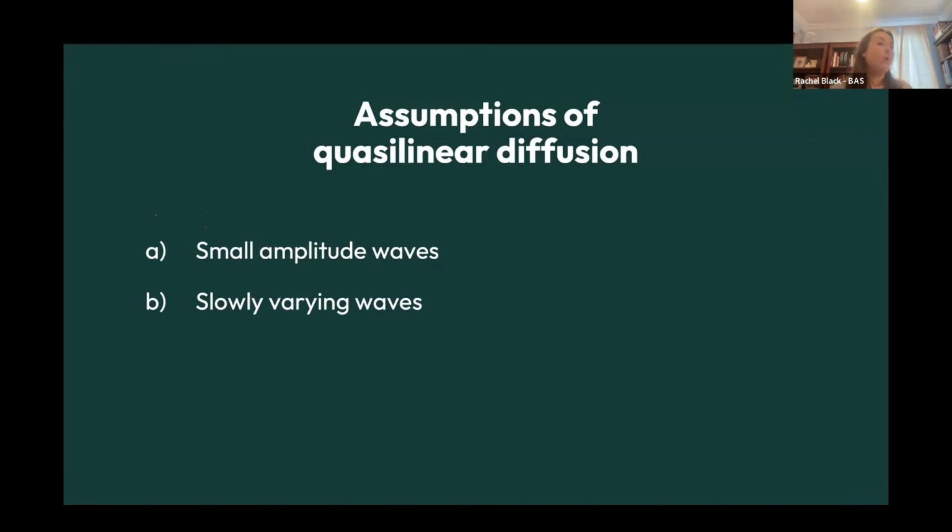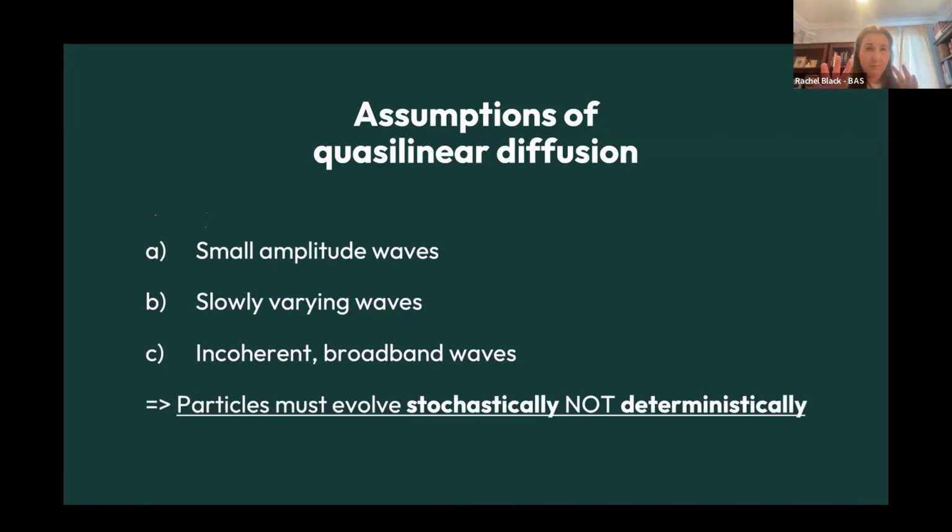This means they have to have no growth or damping, or very, very small growth or damping rates associated with the waves. They must also be incoherent and broadband waves. So essentially, we can't have coherent waves such that particles can get trapped in a particular wave mode or experience multiple interactions with a particular wave mode such that their interactions become deterministic. And that's the key word here. For this quasi-linear diffusion picture, particles must evolve stochastically in that random walk manner, not deterministically.